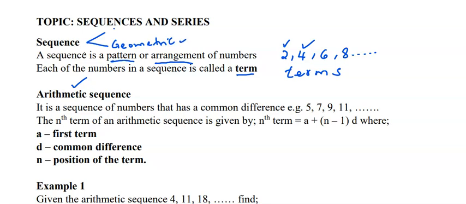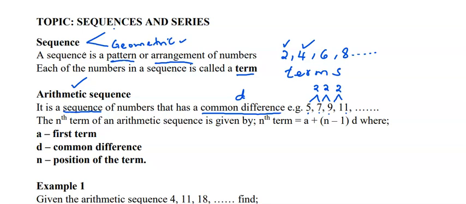So what is an arithmetic sequence, or what defines an arithmetic sequence? It is a sequence of numbers, or you can say a pattern of numbers, that has a common difference. So what defines an arithmetic sequence is d, that is the common difference. For example, if you have 5, 7, 9, 11, you realize that 7 minus 5 gives you 2. 9 minus 7 gives you 2. 11 minus 9 is 2. So you have the same difference across, and that is why we say it has a common difference.